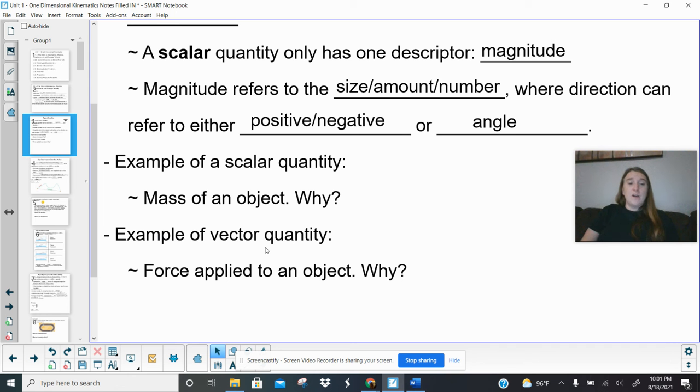But an example of a vector quantity is force that we're applying to an object. So thinking about the definition of vector, why would the force I apply to an object be considered a vector? Well, I could push forwards, I could push backwards, I could push sideways, I can push at an angle, all with the same magnitude force, but the direction is going to drastically change things. So again, magnitude and direction, that's a vector. If it's just magnitude and it has no direction, that's a scalar.